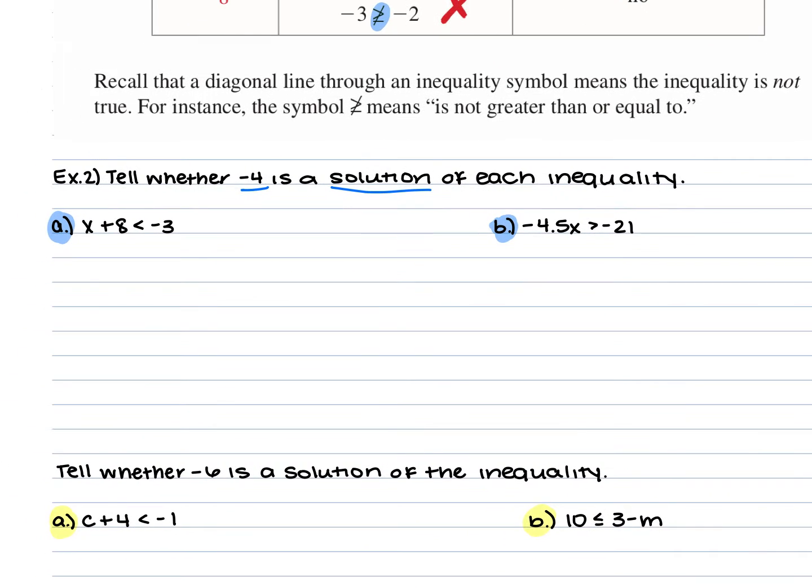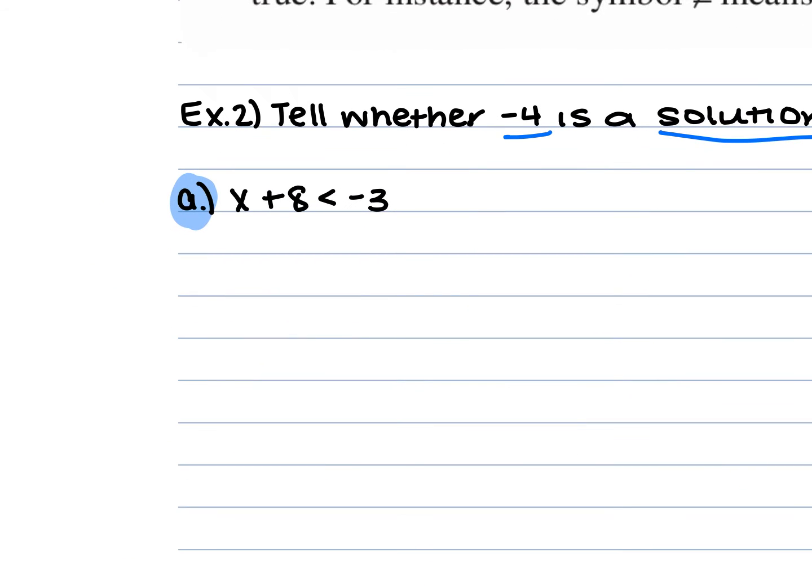What we're going to do is take an inequality. It's going to be given to us. And we're going to say, okay, is negative 4 a solution to that inequality? If our inequality is x plus 8 needs to be less than negative 3, what should we do to test whether negative 4 is a solution? What do you guys think we should do? Alicia? Very good. We just plug in -4 for x.